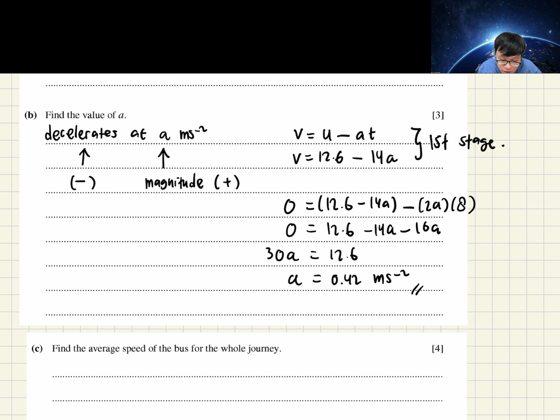So be careful with the wording. Decelerates at A means that you put a negative in the SUVAT formula, because A has to be positive in this case.